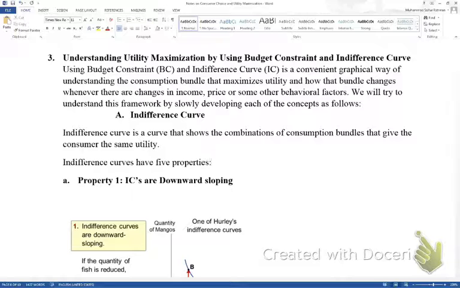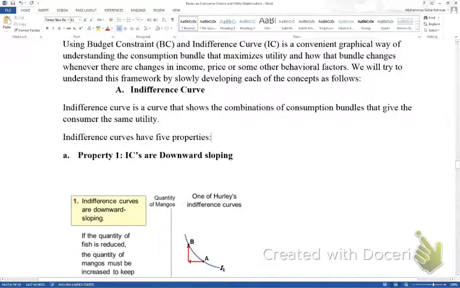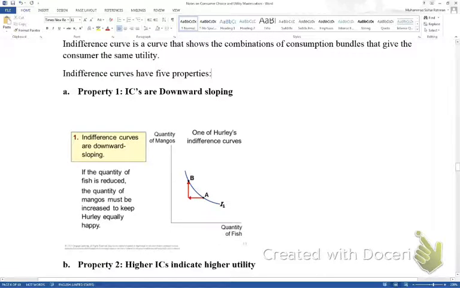So this is a downward sloping line in a two-dimensional space that gives you combinations of different goods for which the consumer gets the same utility. Our indifference curves have, say, 5 properties. The first property is that our indifference curves are downward sloping. So let's look at that.